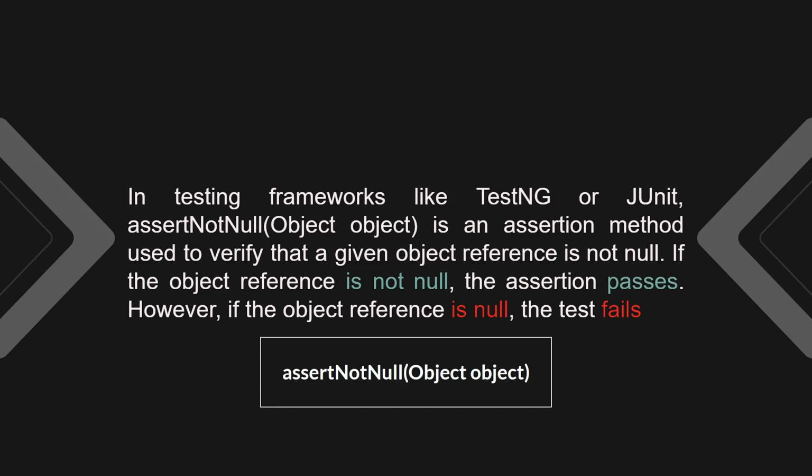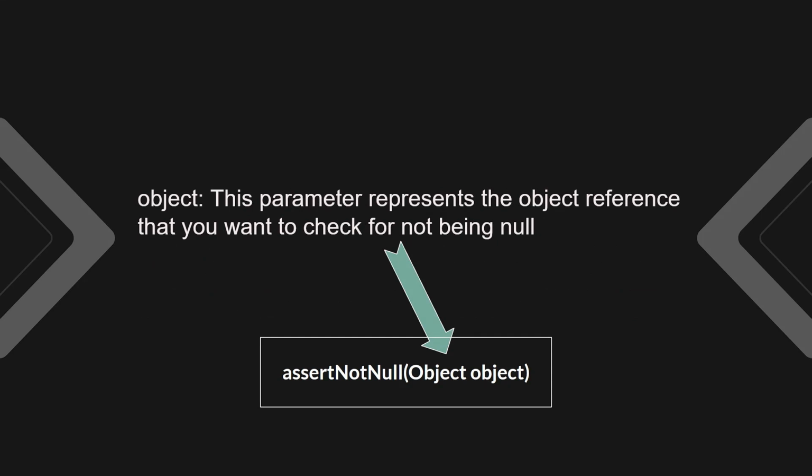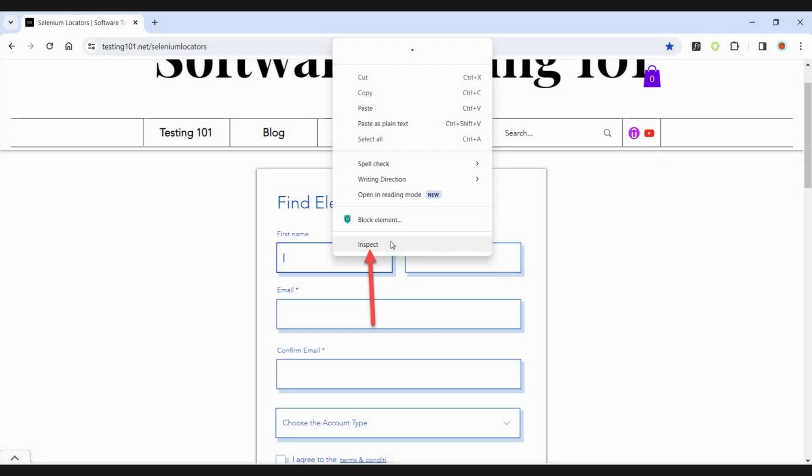In the brackets, we have the object parameter. This parameter represents the object reference that you want to check for not being null. Let's add this assertion to the test script. As an example, we can use the first name field of our Find Elements form.